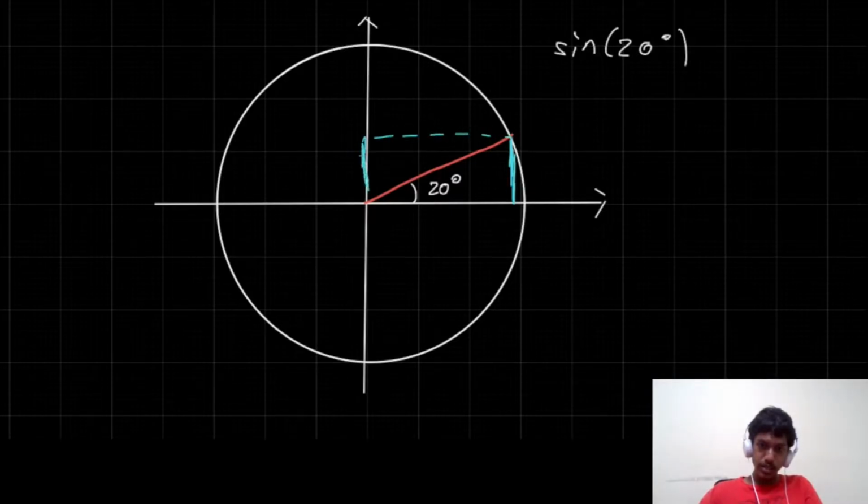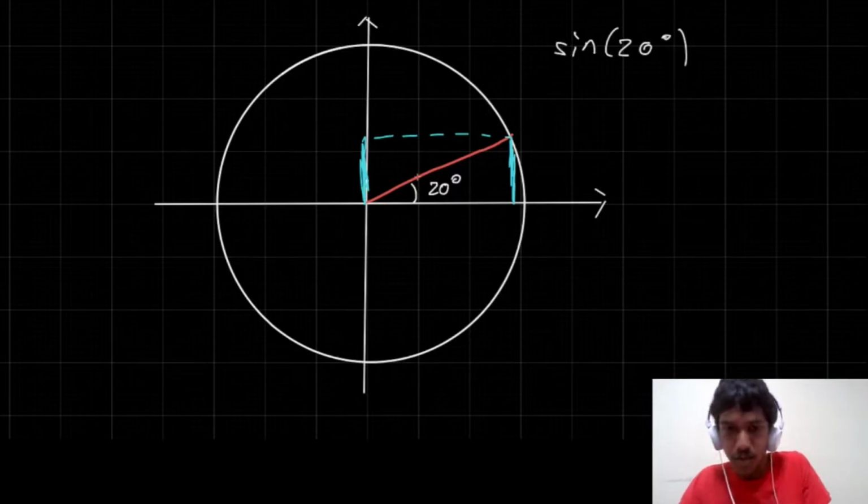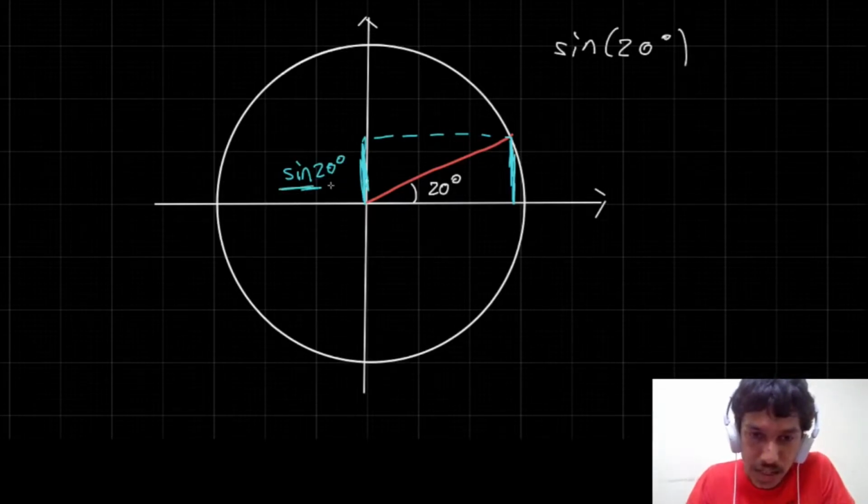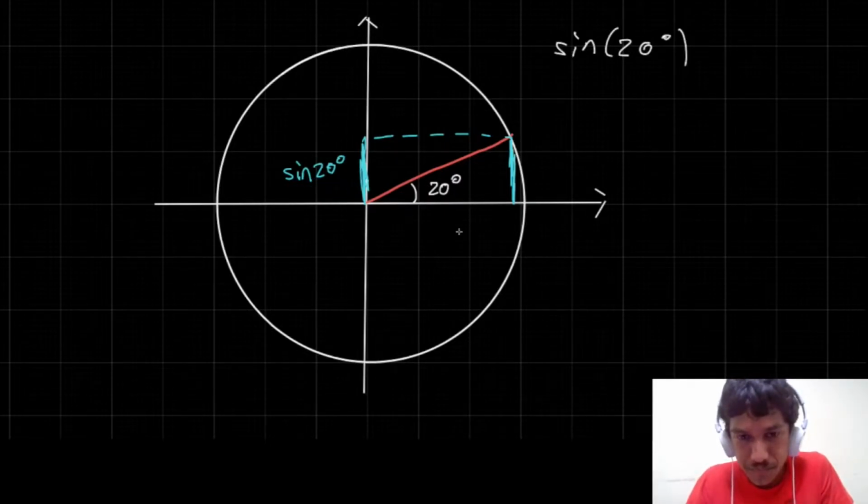You could say it's this, right? It's all really the same length, just wherever you draw it. So this length right here, I don't want to say length, the y coordinate, because lengths are always positive. So this is sine 20, okay? Now we don't really know what the value of sine 20 is, and that's okay.